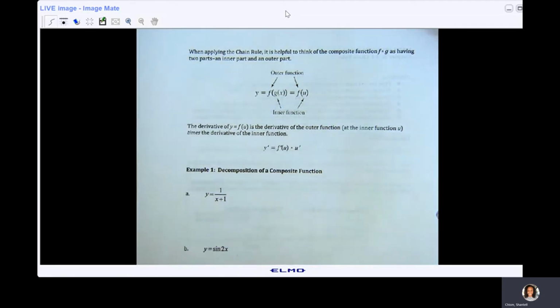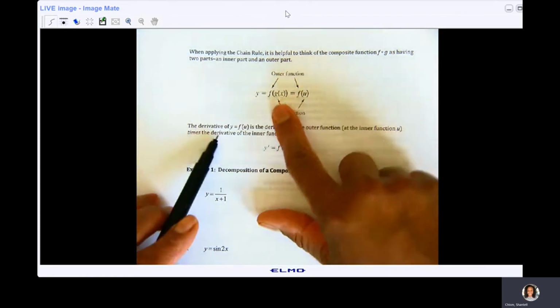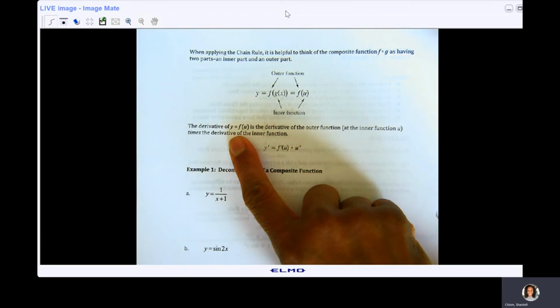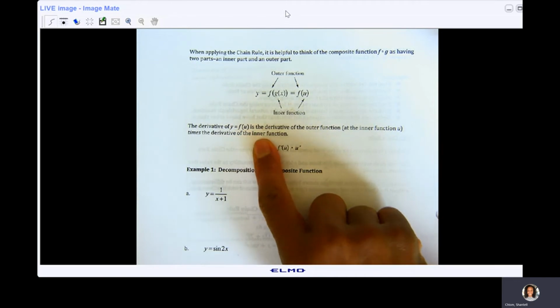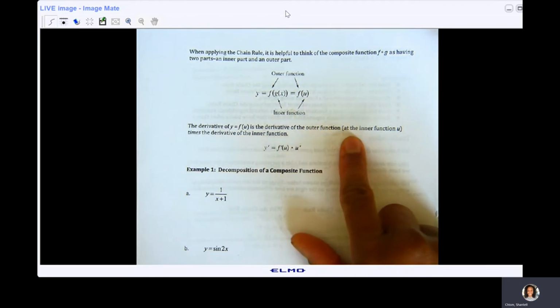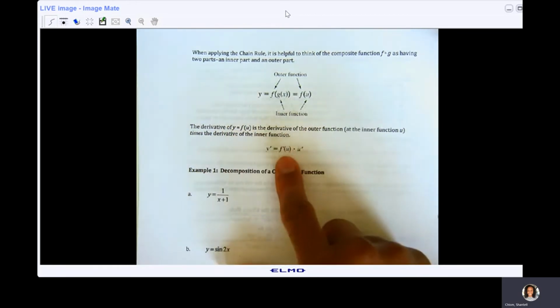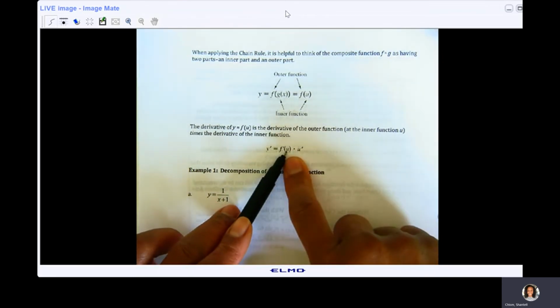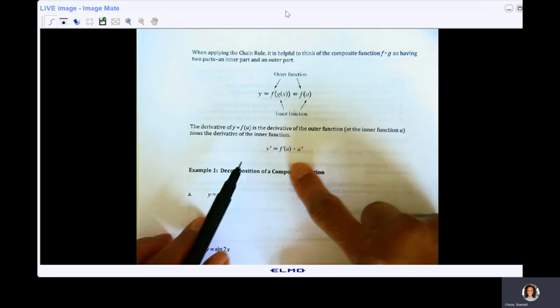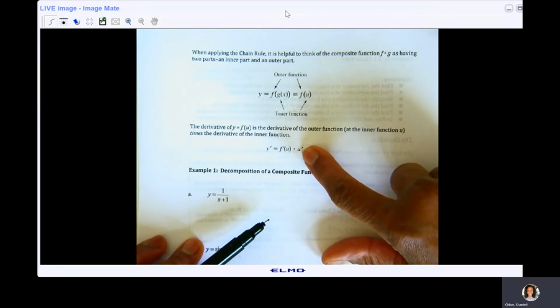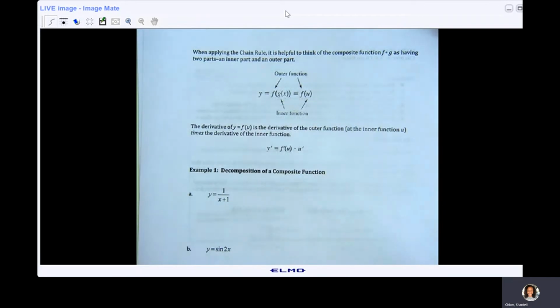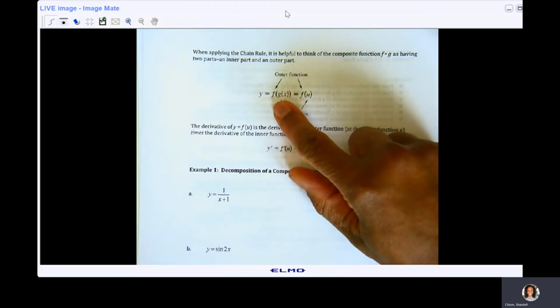You can call that inner function g of x, or you can call it u. So when we think about the outer derivative, the derivative of y equals f of u is the derivative of the outer function at the inner function u, in other words, with respect to u, times the derivative of the inner function. Okay?